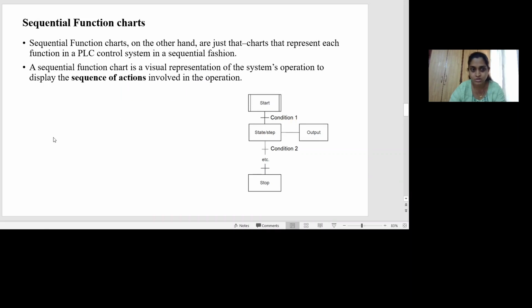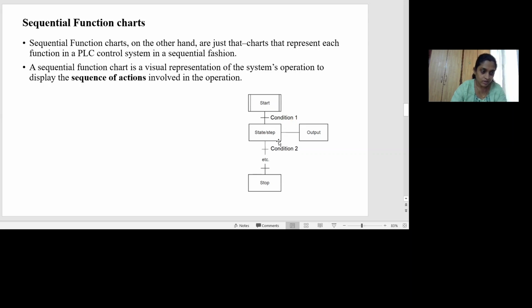The last but one is your sequential function charts. Again, this is a text-based language, and it uses the flow charts here. It consists of steps and transitions. Transitions are nothing but the instructions which I use to move from one step to another step. Whenever I want to move from one step to another, I need to satisfy some conditions, or some decisions have to be made. Those decisions can be based on timing, or on the physical status of the input devices.